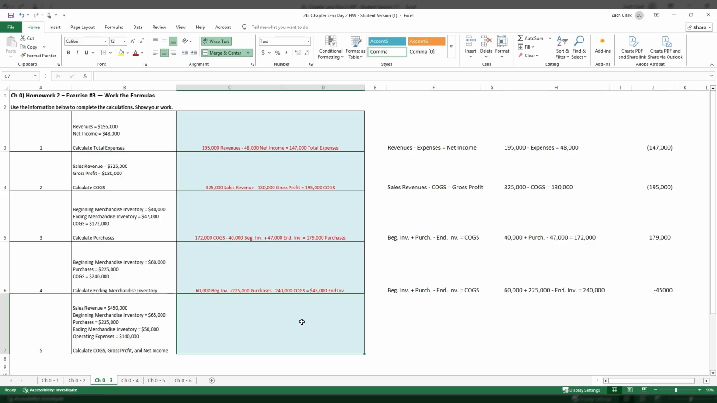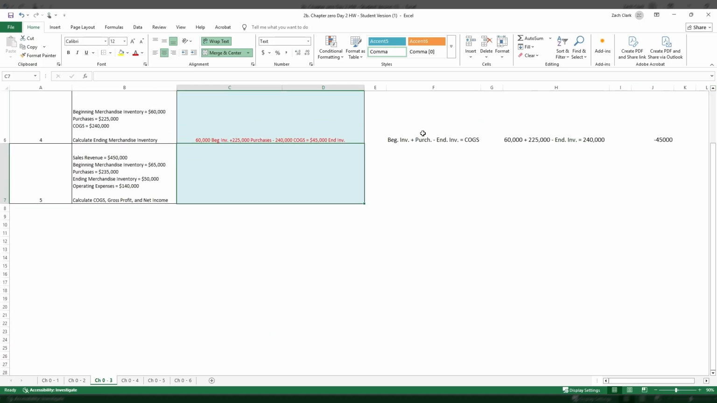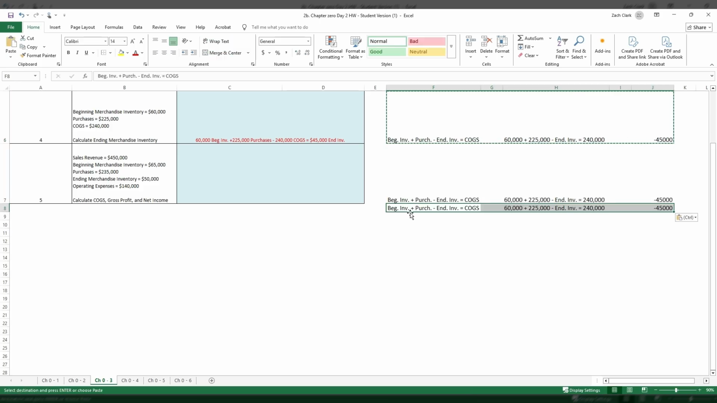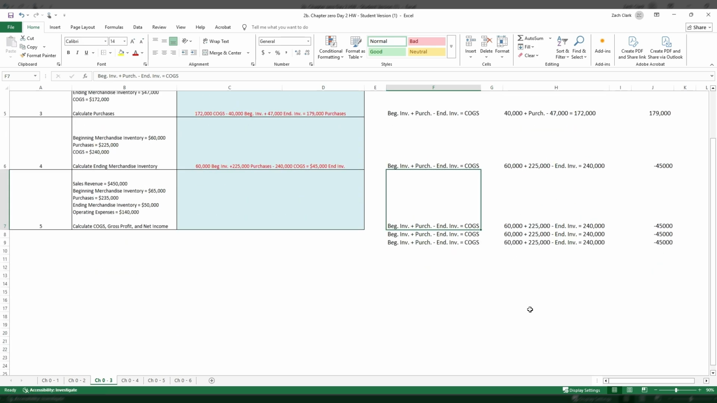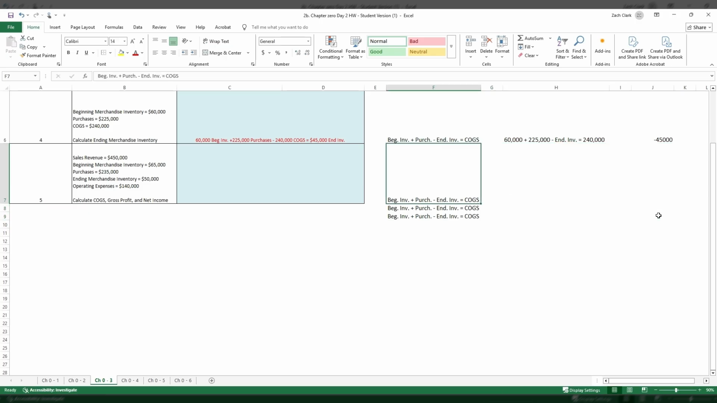Okay, last one here. What do we got? Now we have to do COGS, gross profit, and net income. I'm going to scroll down a little bit to give us some space to put these formulas in, because we're going to need 3 different formulas. I'm going to delete this out, but I like having a starting point. The first thing we want to do is calculate cost of goods sold, so that's a good formula for cost of goods sold, this one here.